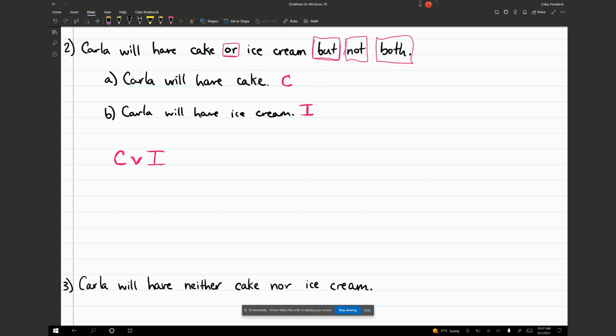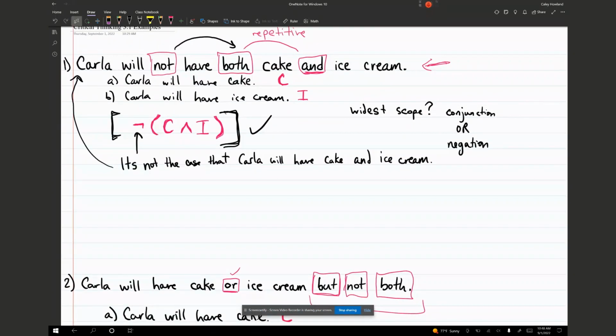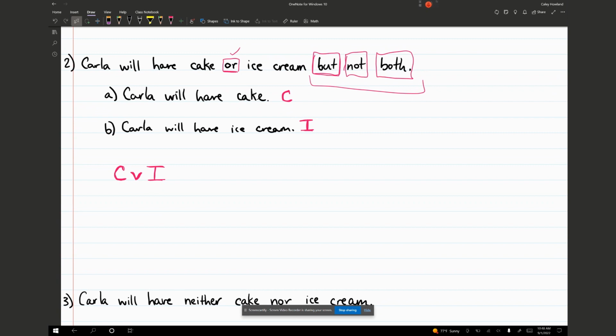And now we look to the right. So we've done or, we can check off or. Now we have to figure out this little bunch of connectives right over here, but not both. Now, not both should remind you of something. Not both should, in fact, remind you of our first sentence. Our first example we did in the last video said Carla will not have both. And that's in fact exactly what we're doing down below, right? We have not both. Ignore the but for a minute and just notice that there is a not both. And so not both here means Carla will not have both cake and ice cream.